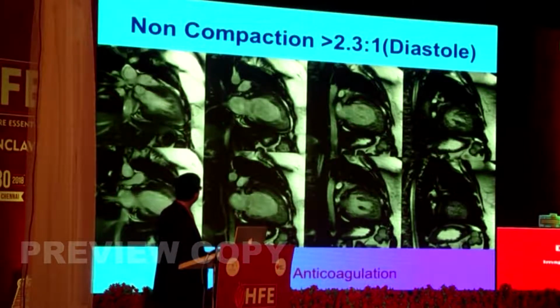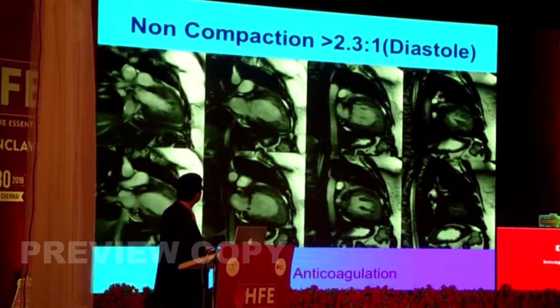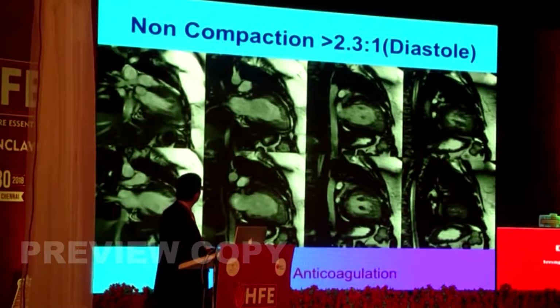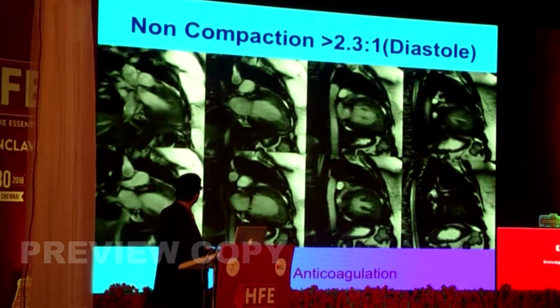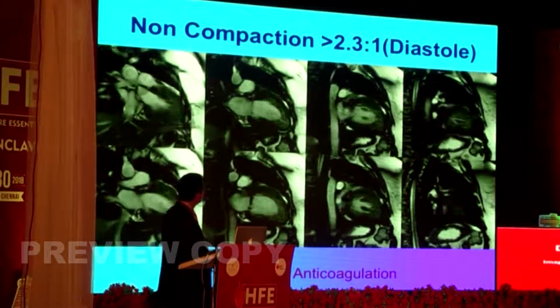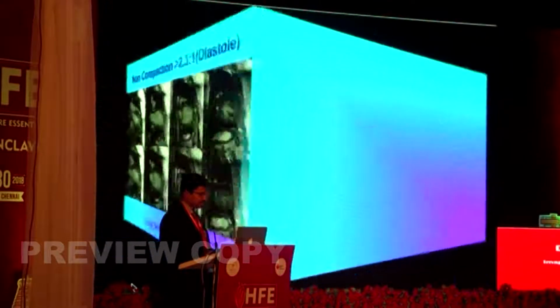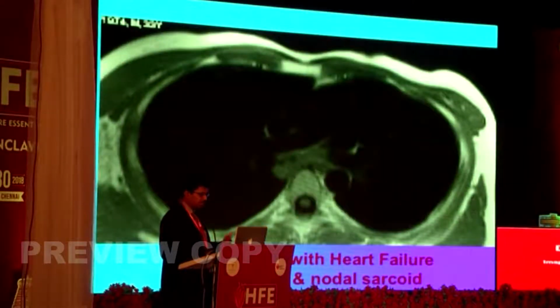Again, no guesses for this, but this is a case of dilated cardiomyopathy referred to me for a TIA, and you can see how we're able to make the diagnosis of non-compaction so well. I'm sure the echocardiographers can do that, but this is so easily and well seen, and we have a separate criteria of 2.3:1 in diastole compared to the echo criteria, and we know that long-term anticoagulation is important.